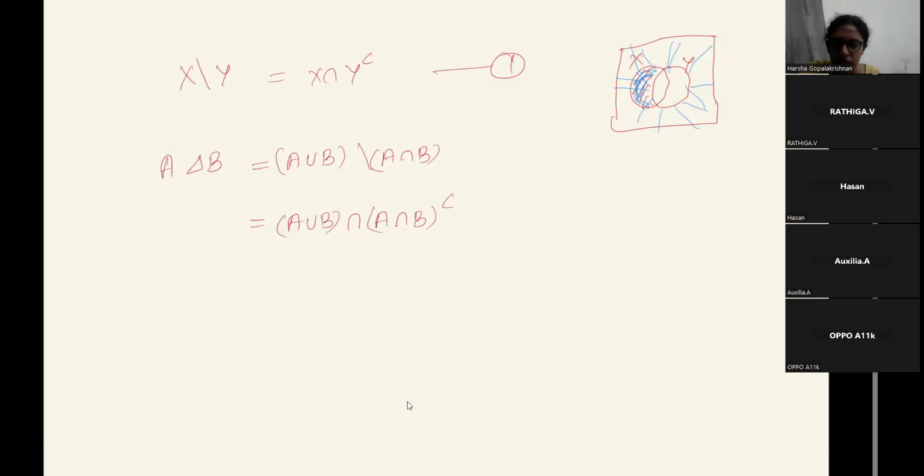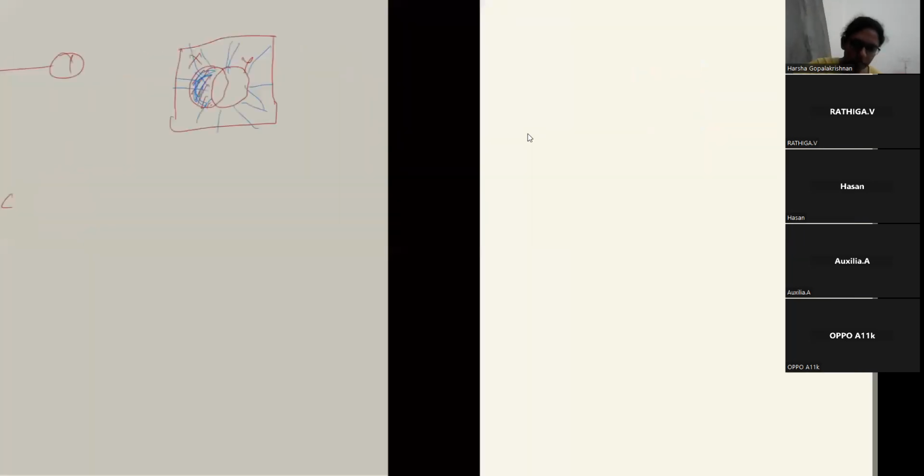Now let me go to this doubt. Okay, there is a question. Can you prove the empty set is a subset of every set? Let us see that.